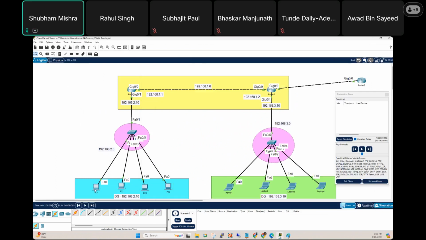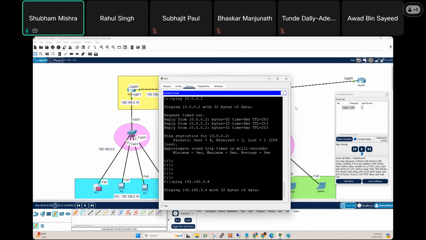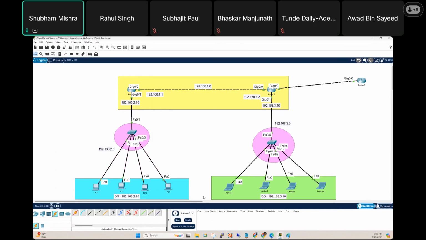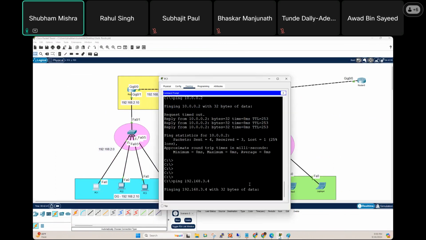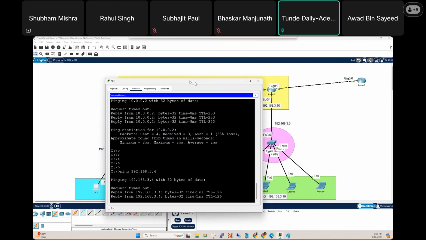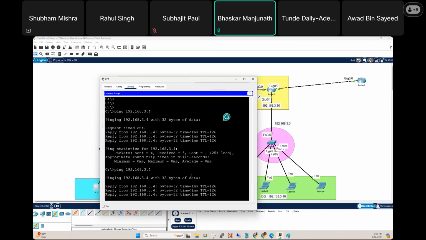Now I come here on PC number 1. I am writing ping 192.168.3.4. Done, everyone? So when I write this one, packet go, packet go, packet go. Where does the packet go? Why am I not able to ping? Let me check here. Because you didn't specify the next hop. Oh, bro, I am getting the reply.